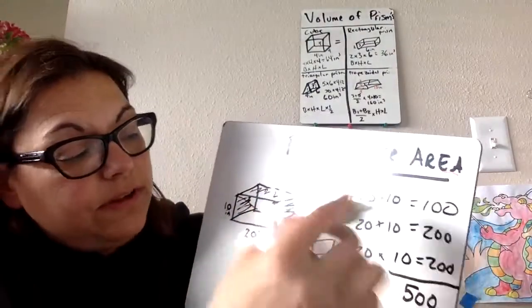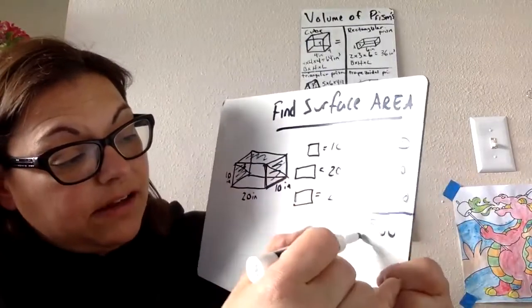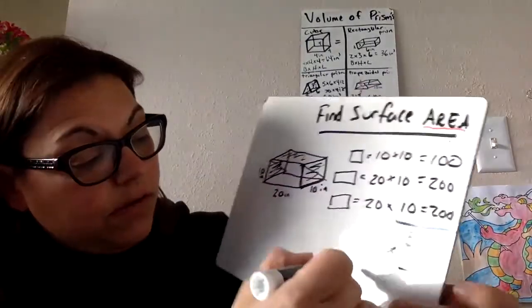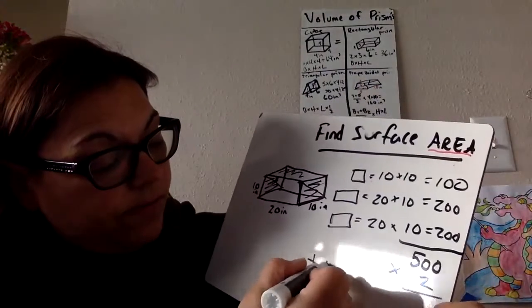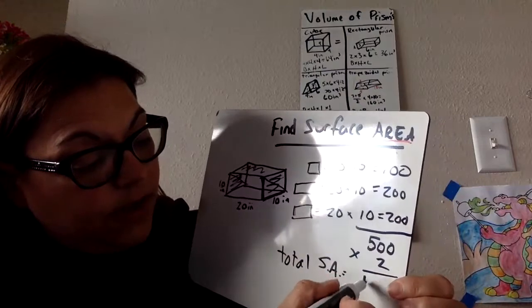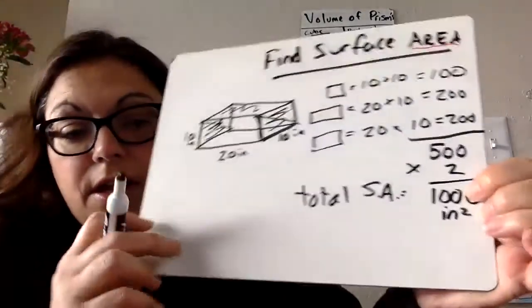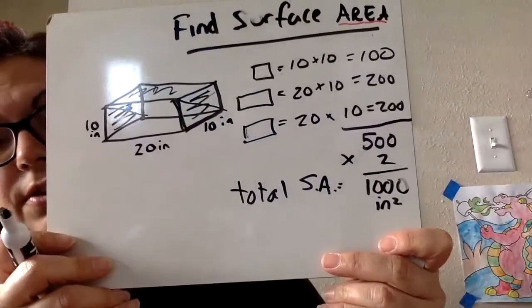That's only 3 sides. Okay? So we need 6 sides. So we got to take that number, times it by 2. So the total surface area is 1,000 inches squared. Hang on a second. 1,000 inches squared.